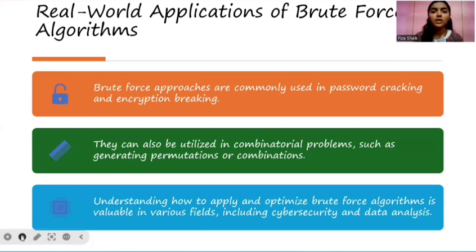Some of the real-world applications of brute force approaches. Brute force approaches are commonly used in password cracking and encryption breaking. They can also be utilized in combinatorial problems such as generating permutations and combinations. Understanding how to apply and optimize brute force algorithms is valuable in various fields, including cybersecurity and data analysis.